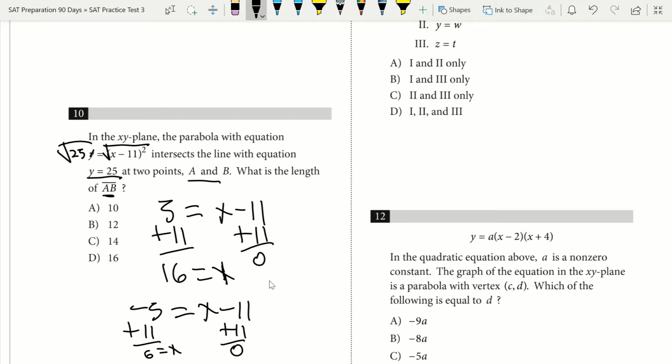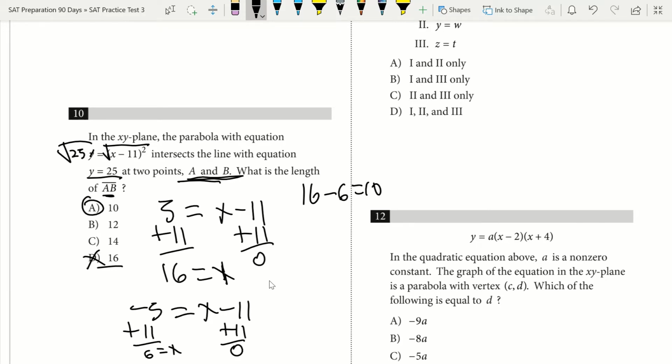But I'm not asked for the 16 here, and I'm not asked for 6. I'm asked for the length of A to B. So that's going to be the distance between these 2 points, right? And we see that the distance between 16 and 6 is 16 minus 6, which is 10. So our answer there is A.